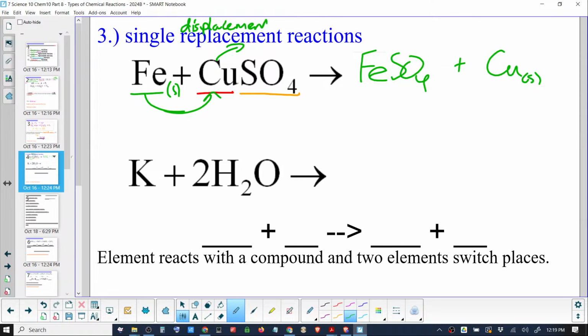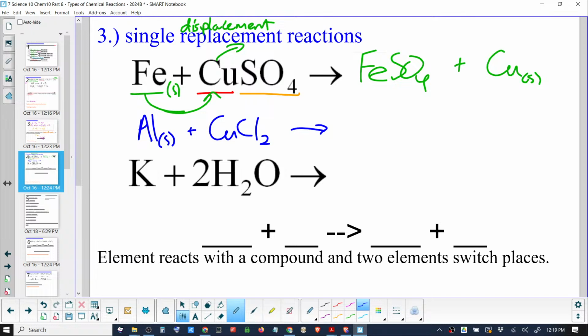If you're writing, it doesn't matter which one you do, they're both correct, but I'll probably use replacement because that's in the BC curriculum language. One we've already done in class is you were given aluminum foil and copper chloride. And then what did you get out of it? It got really hot.